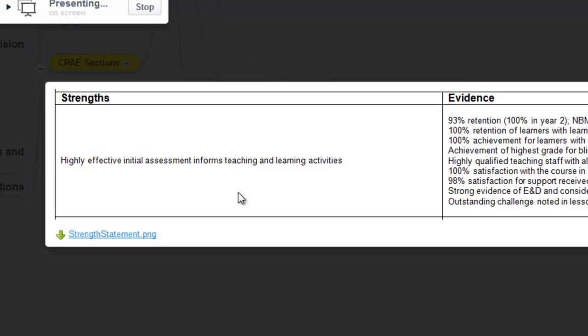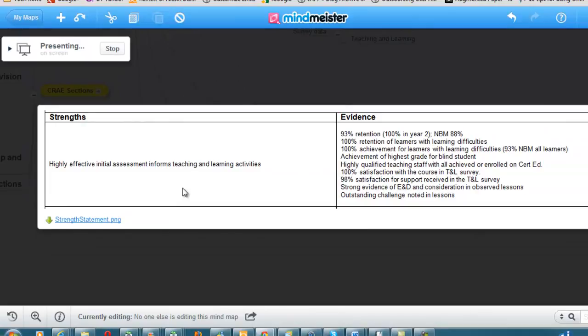The quality team in the college are great at producing some good lists of vocabulary that you can use in statement making. So here what I've said is that there was highly effective initial assessment which informed teaching and learning activities. Highly effective, I'm saying it's a strength. One thing I'm going to add, if you're going to put something into a strength, you can't then criticize it as an area for improvement. We're going to work on that a little bit later as well.